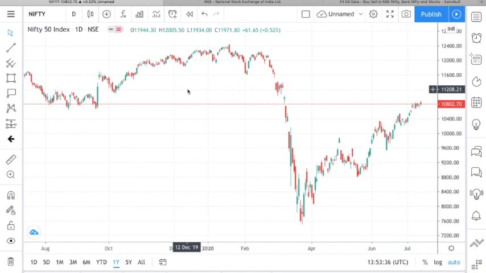As you can see, I've logged into TradingView, which is an excellent technical analysis software. As you can see here, we have the 1 year past price history of Nifty on a candlestick chart. So just a short overview, a candlestick chart is basically a candle with a wick and it denotes the open, high, low and close of a stock.